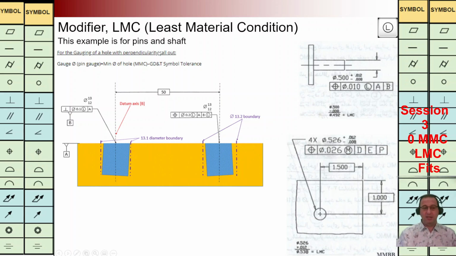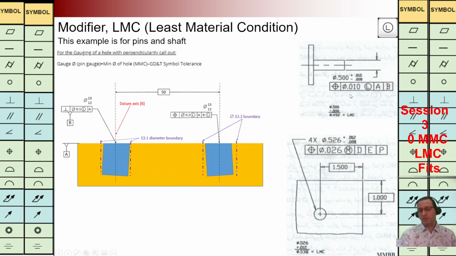The symbol for LMC is L inside the circle. The concept is exactly the same as MMC but in the opposite direction. For example, here we have a shaft with a diameter of 0.5. The tolerance zone is this value. We have 0.01 for LMC. LMC means least material exists on the component. If we have the pin, we should have the smallest pin.